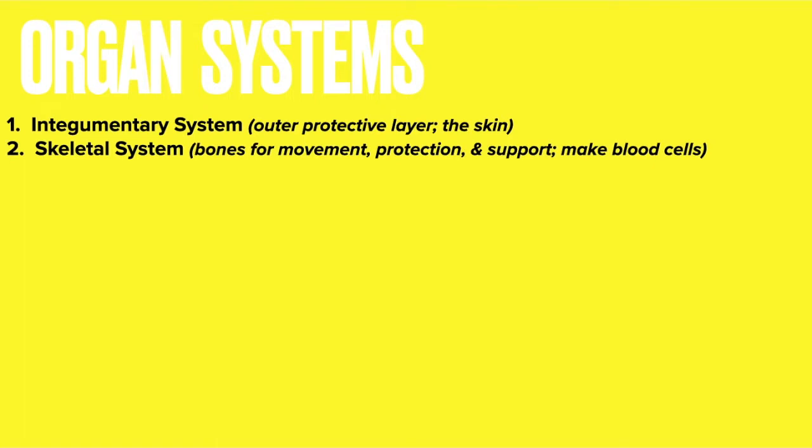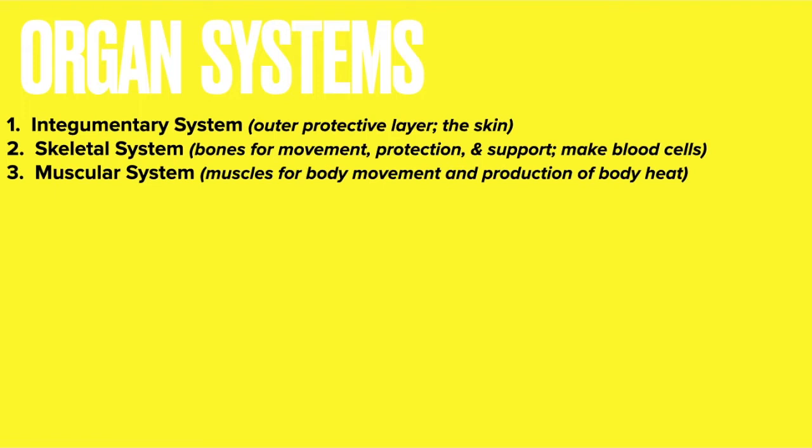Then we're going to move into the skeletal system, which focuses on the bones, which of course is going to be for movement, protection, and support. Bones also do make, in the bone marrow, red blood cells. And also we have stem cells or stem cell production.